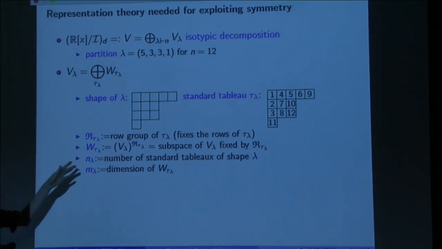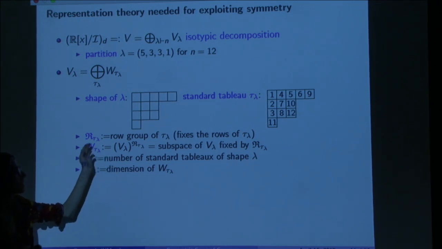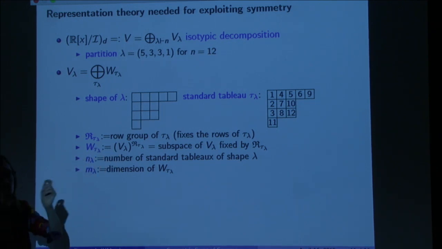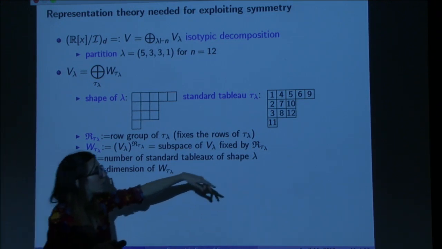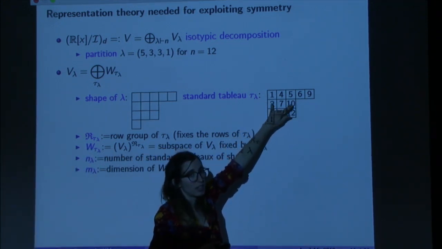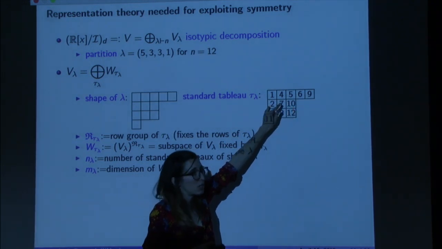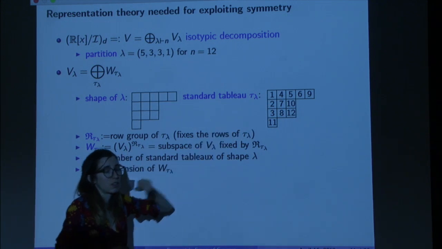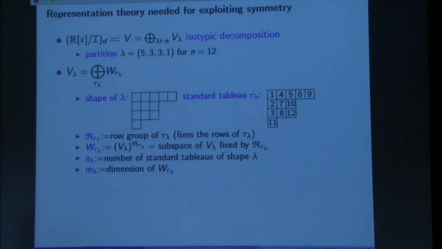So for any tableau, I can think about the row group. So these are any action of Sn that fixes the rows of my tableau, that sends any label in my tableau to the same row that it started in. So for example, the permutation (1 6) is part of my row group for this tableau, whereas the permutation (1 12) is not, because then 12 and 1 would not end up on the same row that they started in.